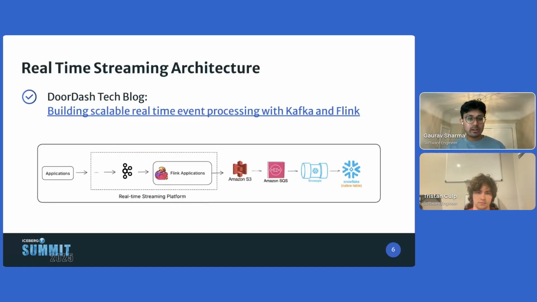Now I'll go a little bit into how we use Flink in our real-time streaming architecture. There's a very detailed blog about this in the DoorDash tech blog. We won't do a deep dive into that for the purpose of this presentation, but I've included the link here. On a higher level, you can see our applications generate telemetry events, as I mentioned before, and they produce the data to Kafka. Our Flink applications consume the data from Kafka and then produce to S3.